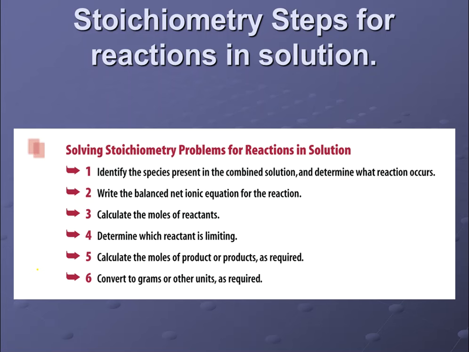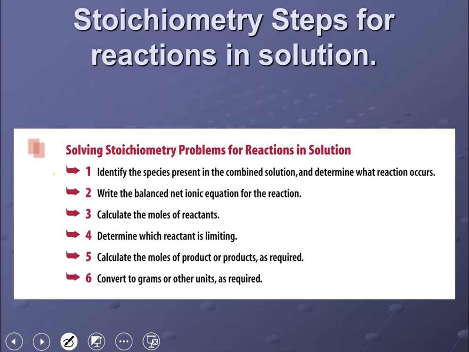So we've got identify the species present. So you're basically finding out what the reaction is. Then a lot of people, like I said, like to use the net ionic equation for this. It just eliminates the spectator ions. Again, I prefer to work with the molecular equation. You calculate the moles like we've done before, but the thing that's different with reactions in solution is a lot of times you're given molarity and concentration.